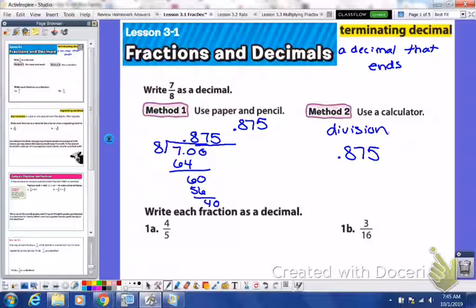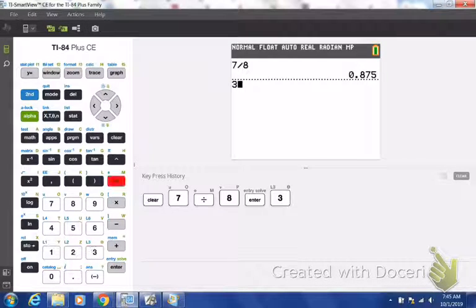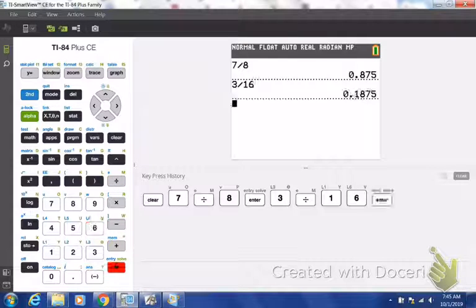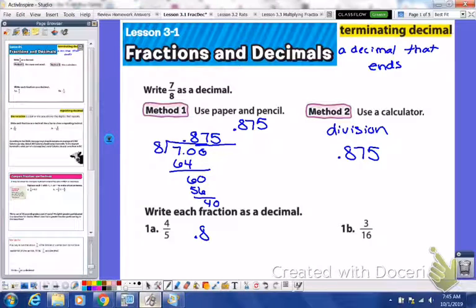So, a little bit of practice. Write each fraction as a decimal. Again, 4/5. Well, if you know that 1/5 is 2/10, then 4/5 would be 8/10. So 0.8. You could have used a calculator for that. So in 1b, 3/16. Let's go ahead and use the calculator. We do 3 divided by 16 gives us 0.1875. Okay, so there's a little bit of practice changing a fraction into a decimal when they are terminating decimals.